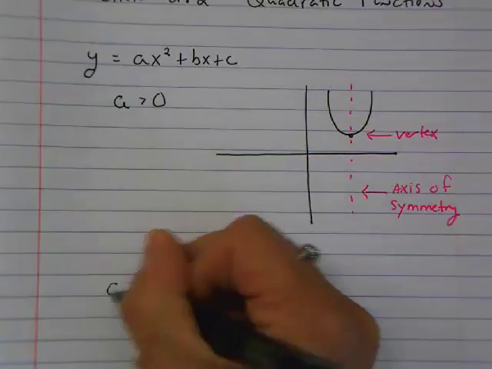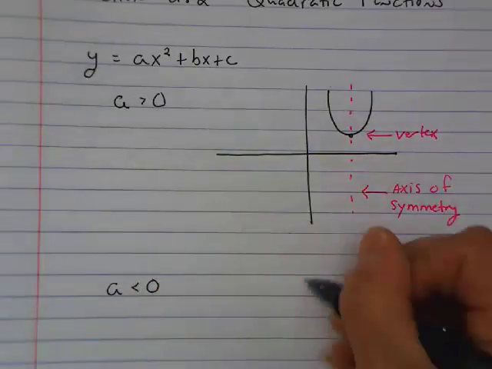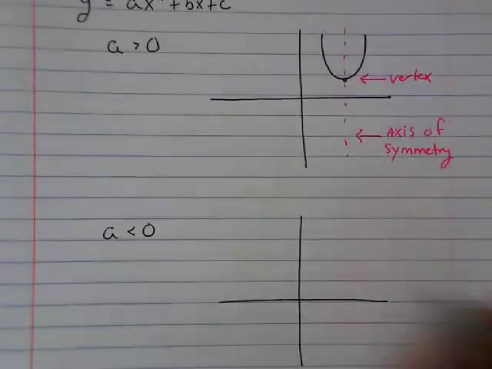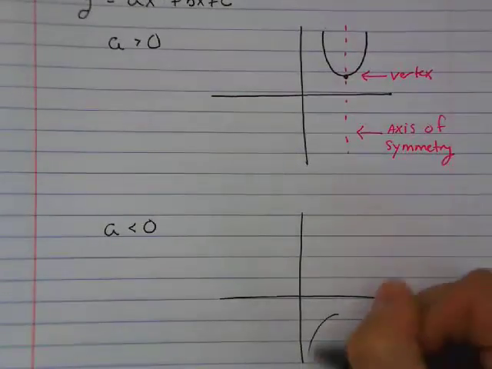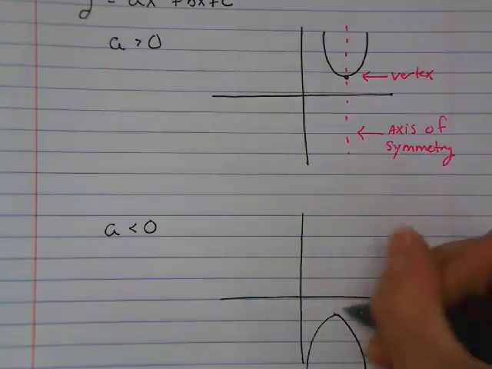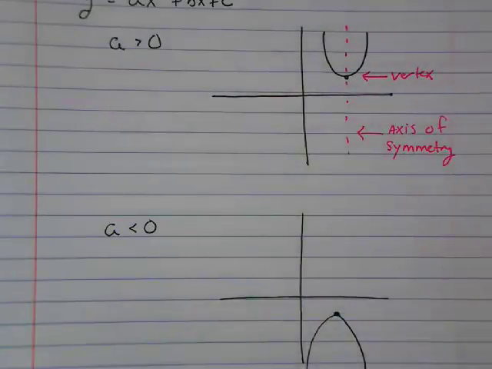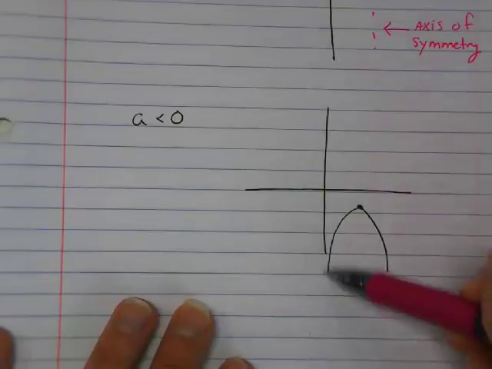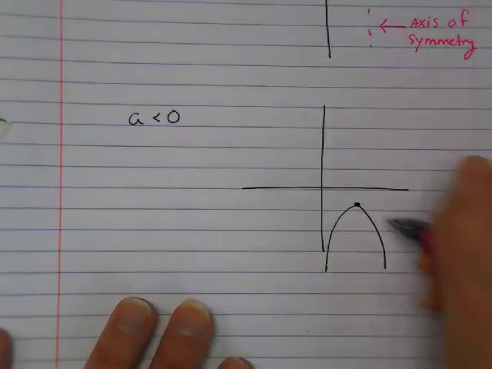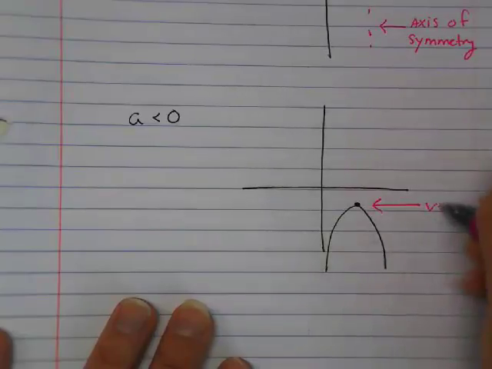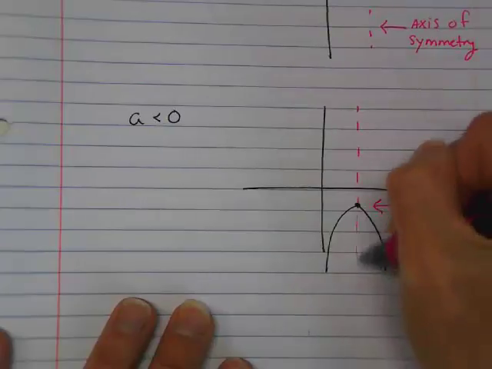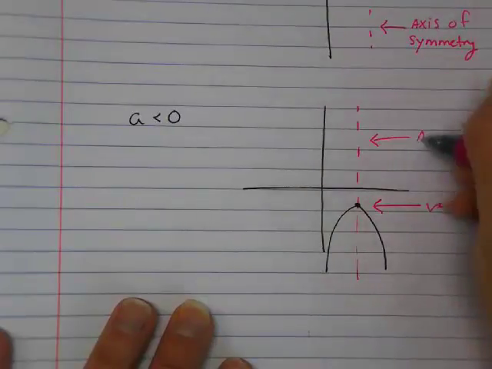Now, when a is less than 0, your parabola is just going to flip upside down. Okay, again, this dot, so it's increasing, and then remember right here it changes directions and begins to decrease. This again is called a vertex, and this is your axis of symmetry.